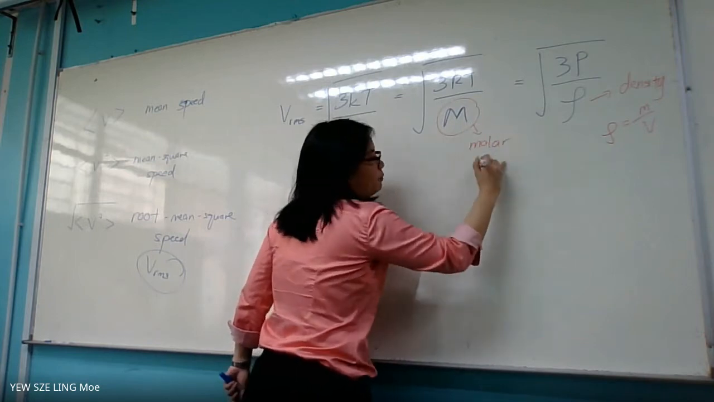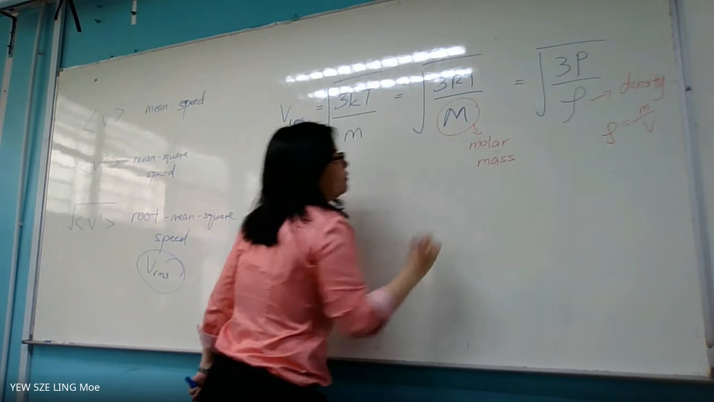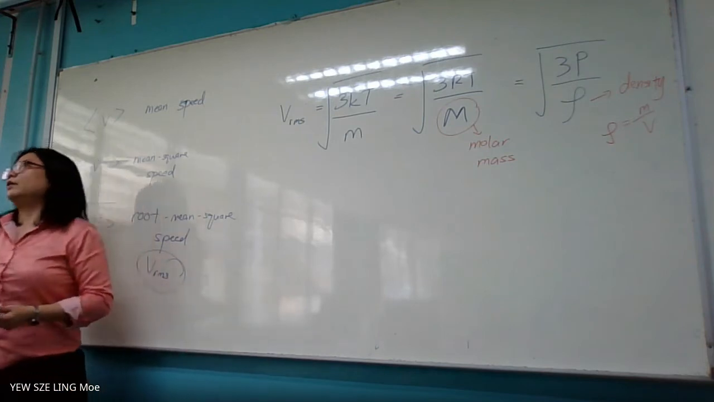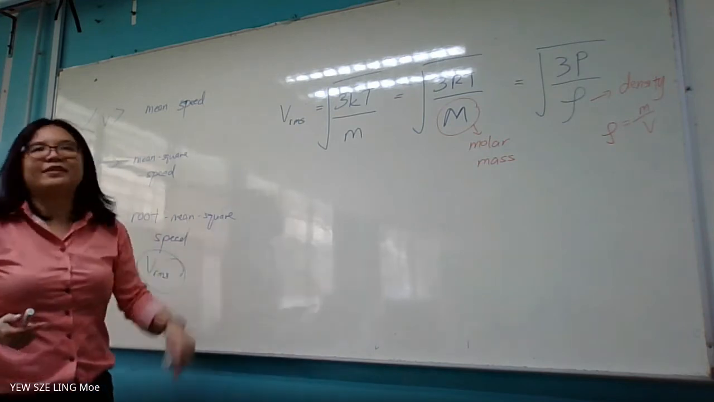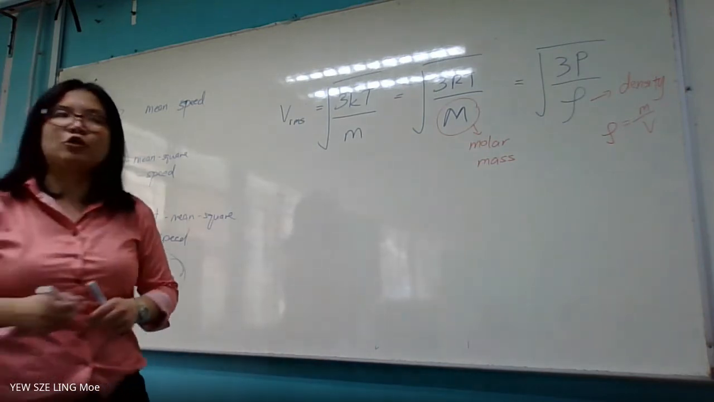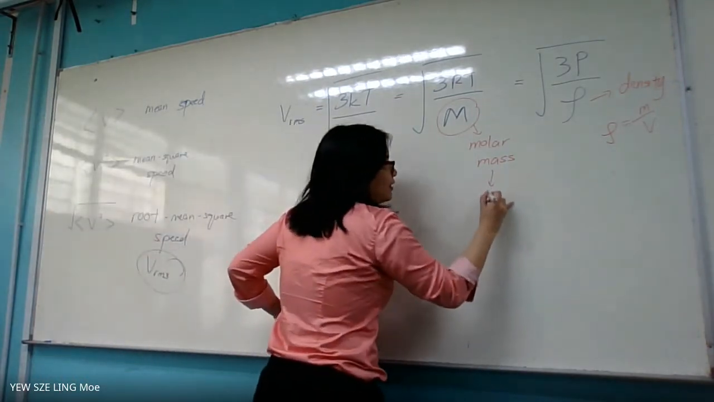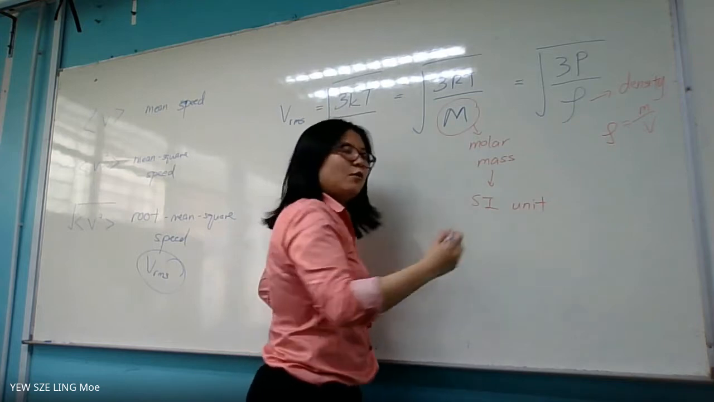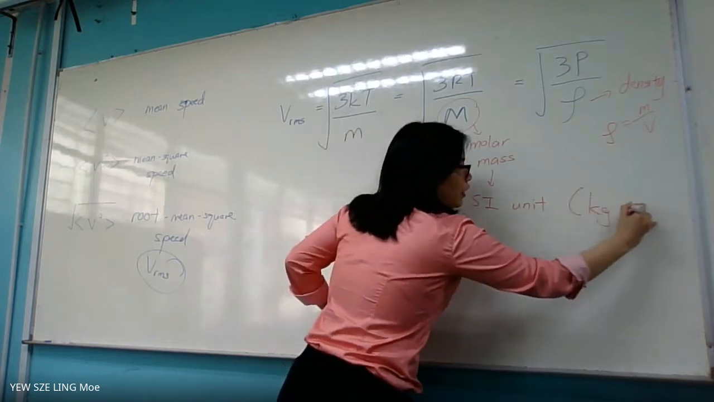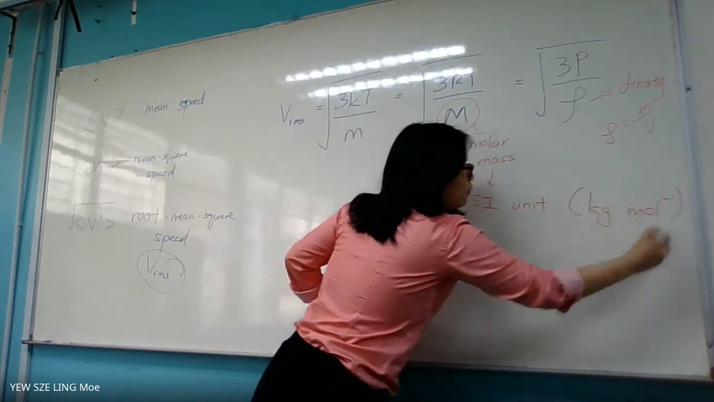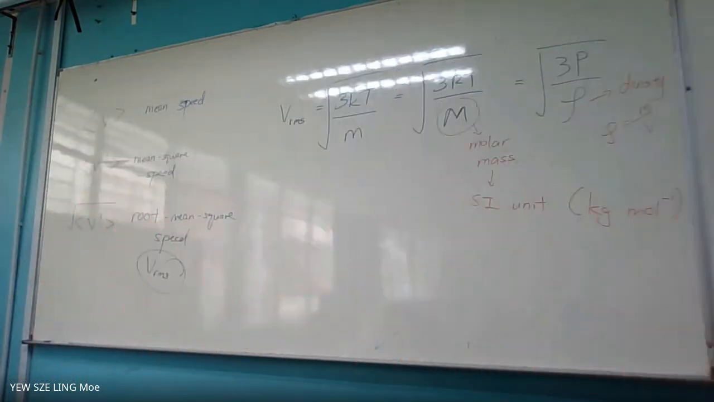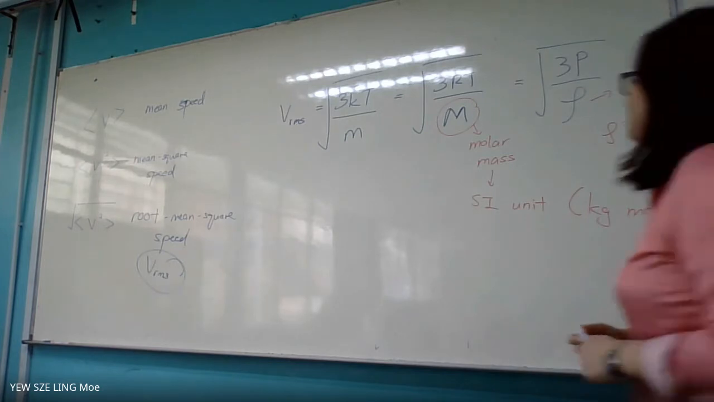So it's very simple, because molar mass depends on the type of gas that you're looking at. If you're looking at, for example, hydrogen gas, then the molar mass is 2 grams per mole. Just make sure it is in SI unit. So what is the SI unit? kg mol^-1.